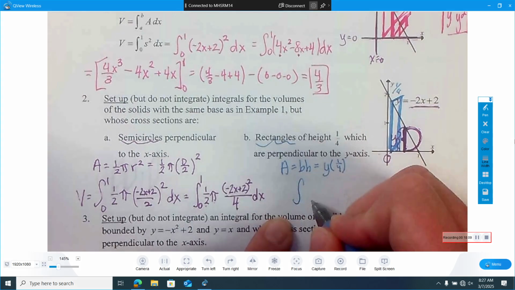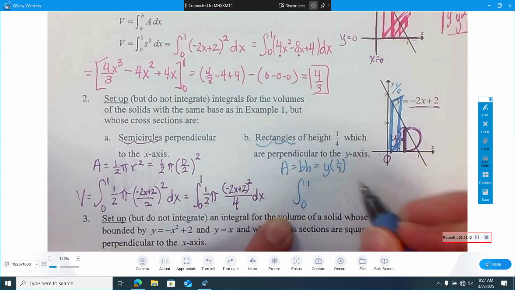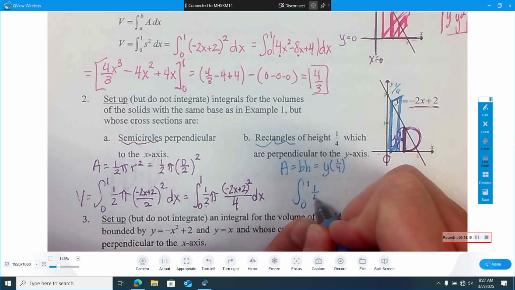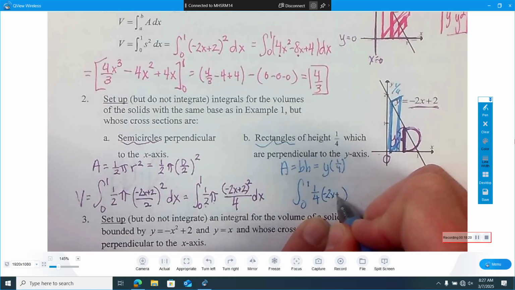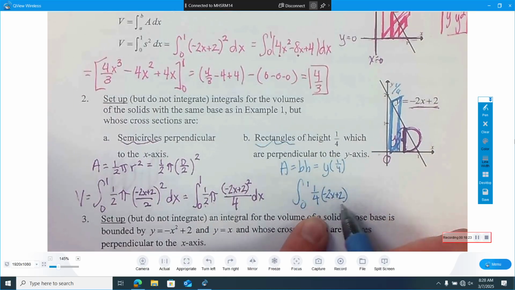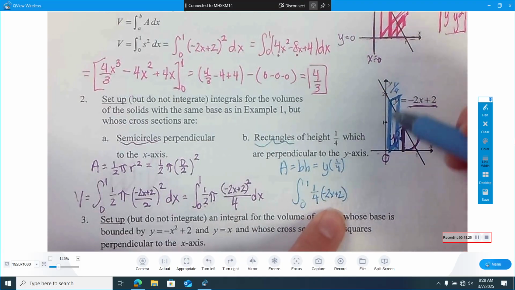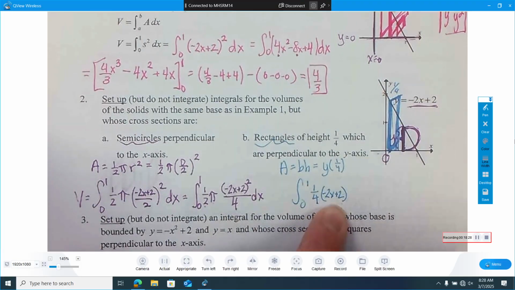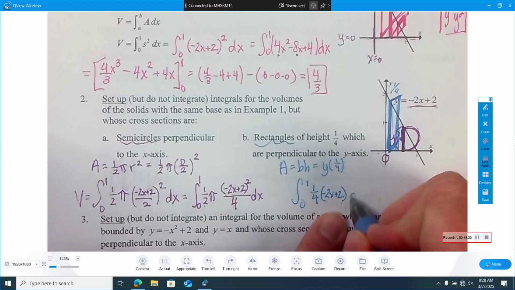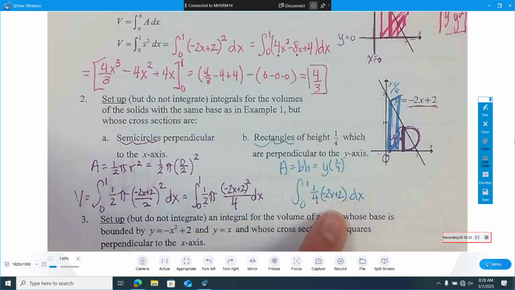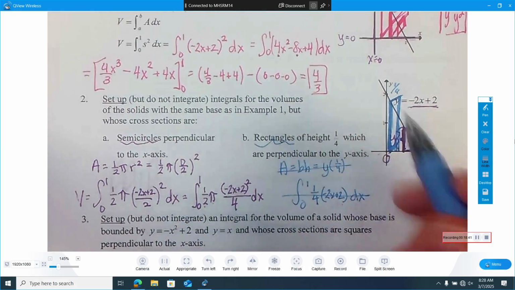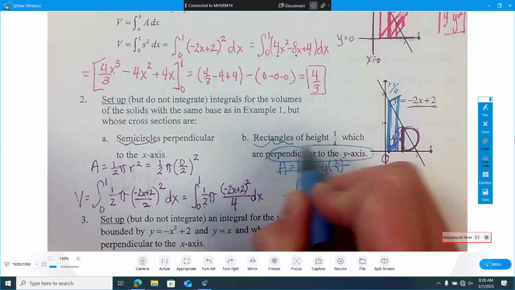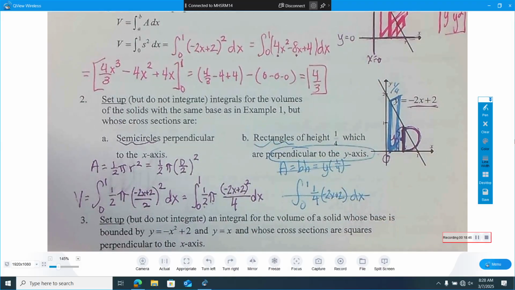So we're going to integrate from 0 to 1. I'm going to put the 1/4 in front, and then my y is negative 2x plus 2. So that is my height of 1/4. My base is my y coordinate from my function. All right, so there's my area of the rectangle times dx. Really, that's it? Oh, my goodness. I missed it, don't ignore, oops. Perpendicular to the y-axis. Amanda, you need to read the whole problem.